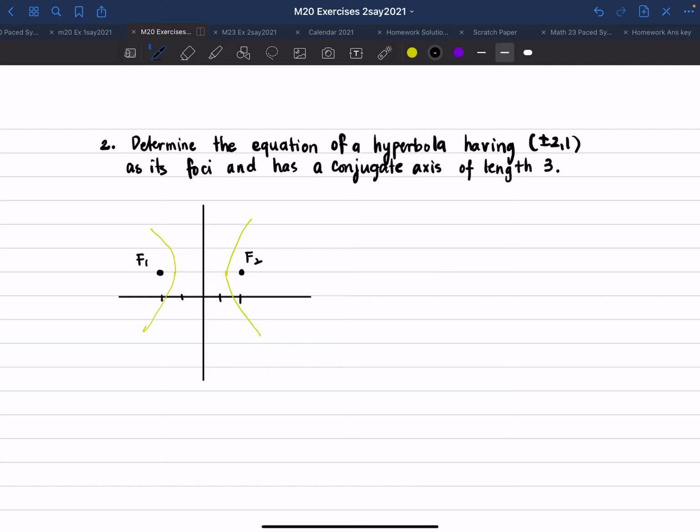So if you have a horizontal hyperbola, the equation is x minus h square over a square minus y minus k square over b square equal to 1. So, hyperbola, that is symmetrical. Right? So the midpoint of F1 and F2 is the center. So what is the midpoint of F1 and F2?